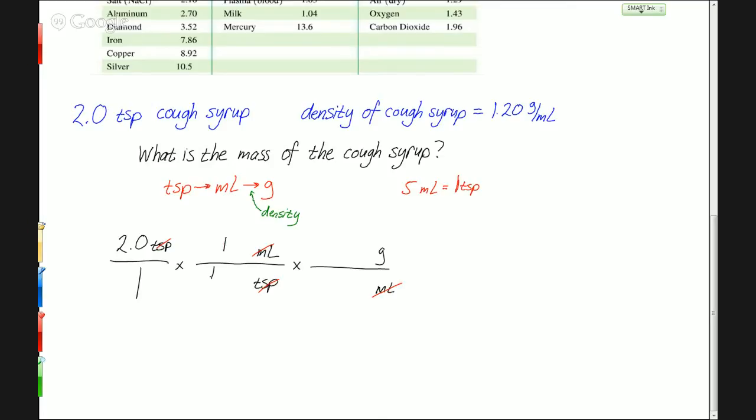5 milliliters in 1 teaspoon. And then we're given the density as 1.20 grams per 1 milliliter. Multiply all that out. 5 times 2 is 10, and then 10 times 1.2 is 12.0. Now, if you just said 12 without the 0.0, that's okay. Remember, we said that we weren't going to go through all those rules of properly assigning how many zeros you need after it. But that should be about 12.0 grams of cough syrup.